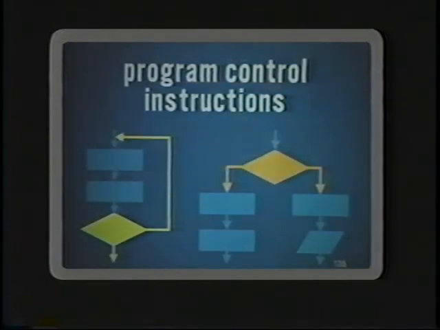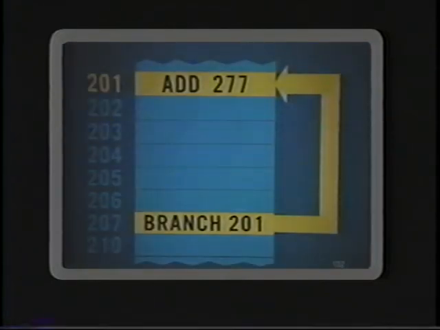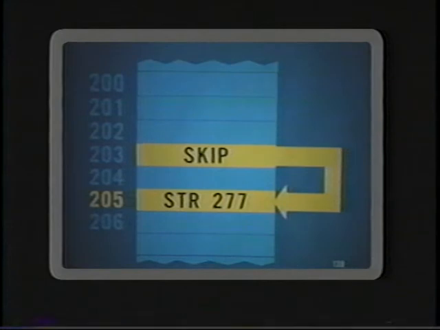Program loops and branches are implemented using a special category of instructions called program control instructions. The two most common forms of program control instructions are branches and skips. A branch instruction alters the normal program sequence by redirecting the computer to another point in the program. For example, this branch instruction causes the computer to retrieve its next instruction from memory location 201. By comparison, a skip instruction simply causes the computer to skip the next instruction in the program.